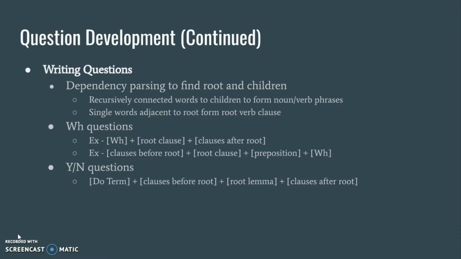And after that, it's just a matter of reorganizing those phrases to form WH or yes-no questions. An example would be, for who, what, where, when, why, we would have the WH word in front, followed by the root clause, and then the clauses after the root. And for binaries, we would have the correct tense and singularity of the do term, followed by the clause of the root, and then the clauses after the root. And that is our question development system.